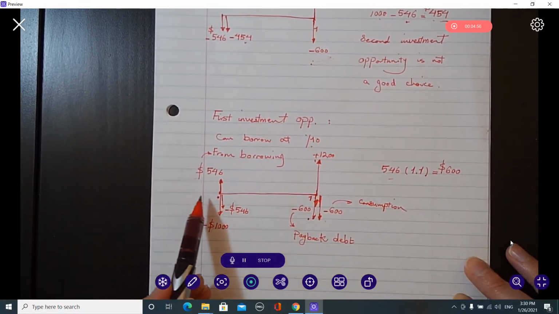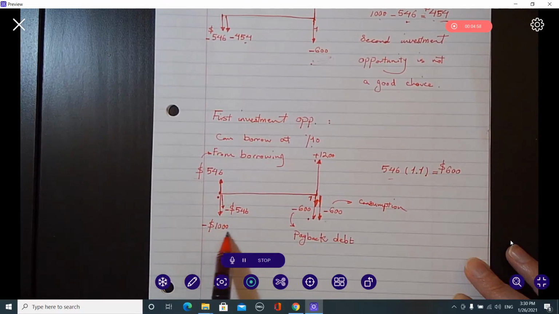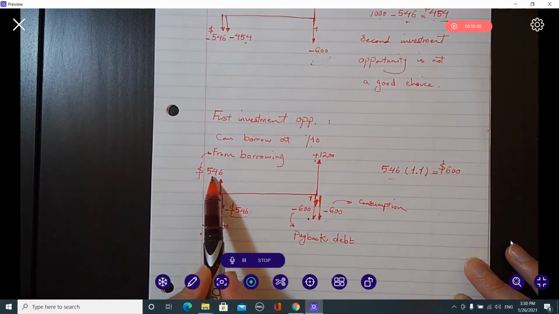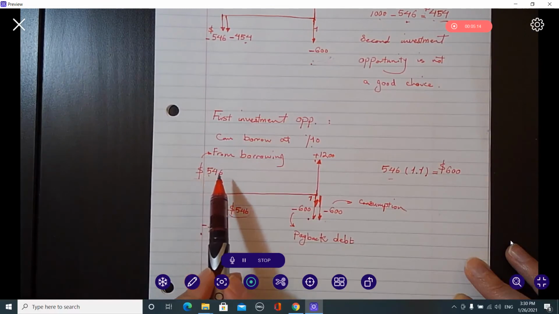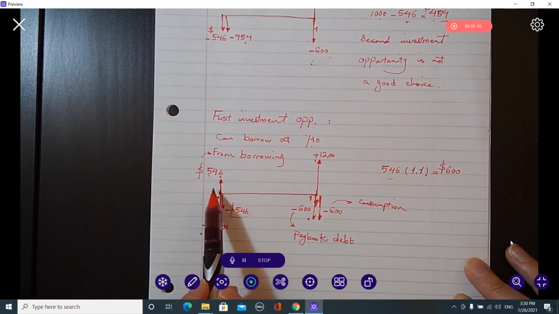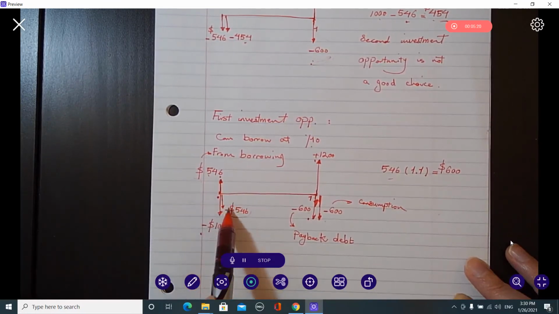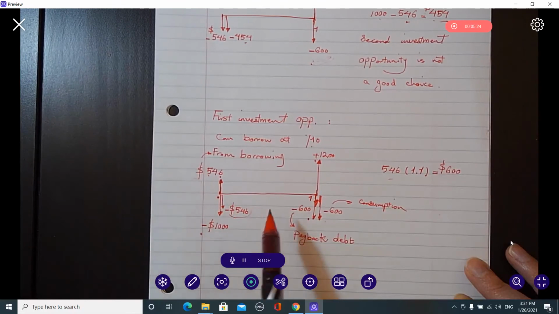First of all, at time 0, he invests $1,000 in the ice cream shop. But now he should pay for his consumption today. In order to do so, he borrows $546 from a bank at 10% interest rate, and that's a cash inflow. He will use that cash inflow to pay for his consumption, which is a cash outflow.